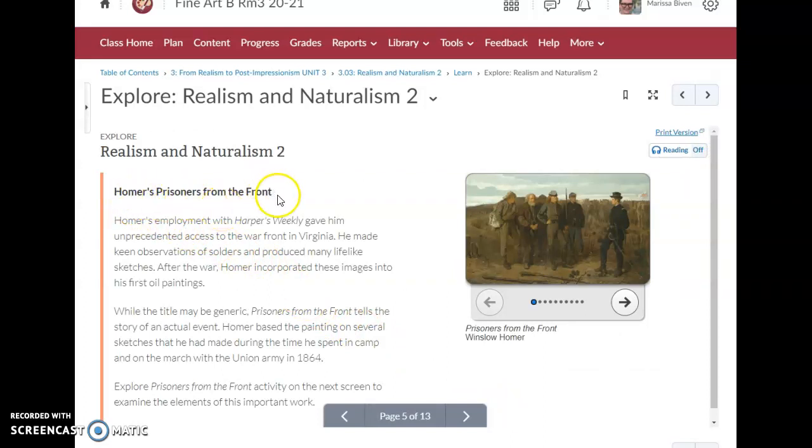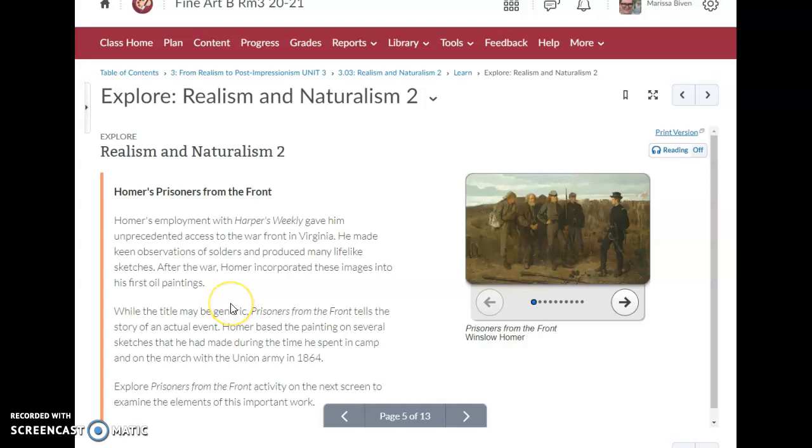Homer's Prisoners from the Front. Homer's employment with Harper's Weekly gave him unprecedented access to the war front in Virginia. He made keen observations of soldiers and produced many lifelike sketches. After the war, Homer incorporated these images into his first oil paintings.